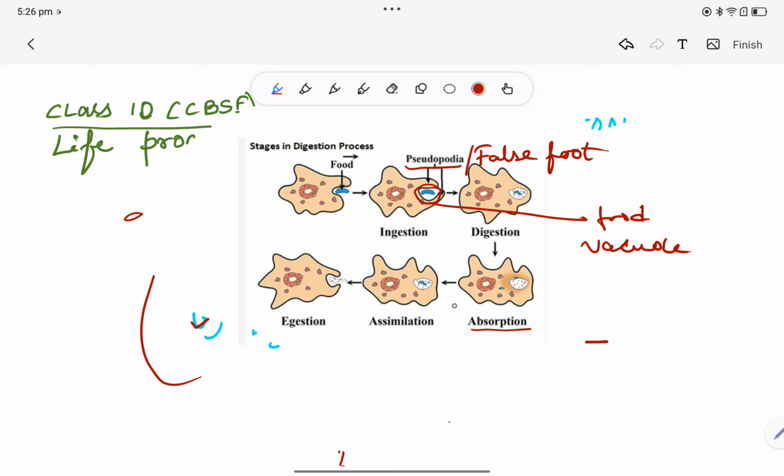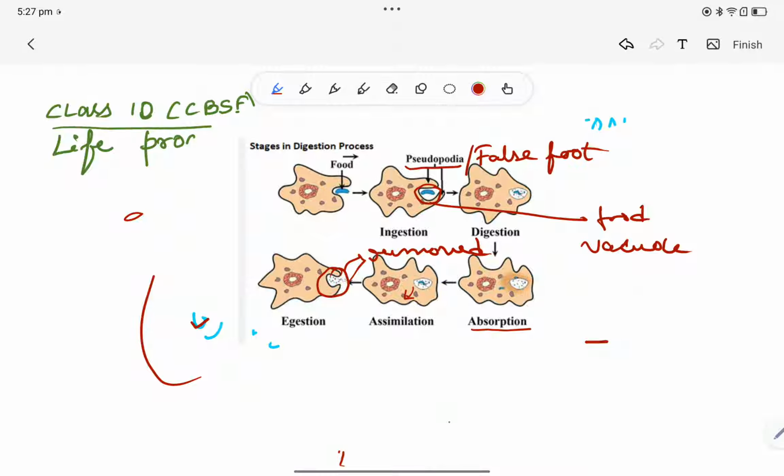Next, what do we have? We have assimilation. It means the nutrients present in the food are absorbed into the amoeba's body. And the last part is removal of waste product. The part of the food which cannot be digested is removed. So this is how digestion in amoeba takes place.